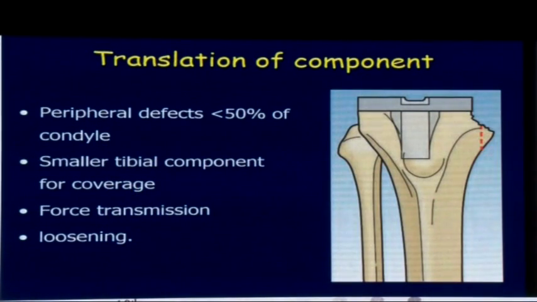What about translation of component? Doesn't require a lot of preparation, but if you want to put a stem and stuff, then it becomes quite difficult. You should be attempting this unless the defect, peripheral defect, is less than 50% of the involved condyle. Majority of the times it's the medial side and you're translating it laterally. The chances that the stem would abut against the lateral cortex of the tibia is very high.